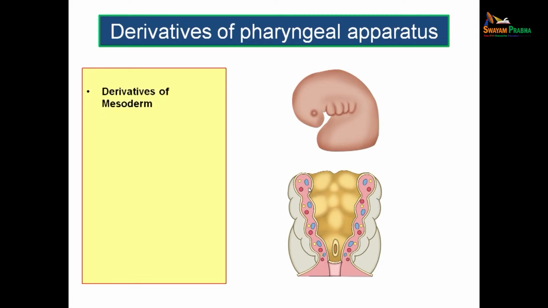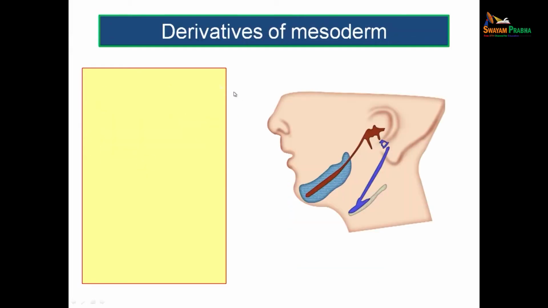So now it's time for us to know the derivatives of each part. We already mentioned that there are clefts, there are pouches, there are mesodermal cores. So first let's see the derivatives of mesoderm, then derivatives of ectoderm, derivatives of endoderm. So first one is derivatives of mesoderm. Mesodermal cells are said to be pluripotent. The word pluripotent means it can give rise to any type of tissue.